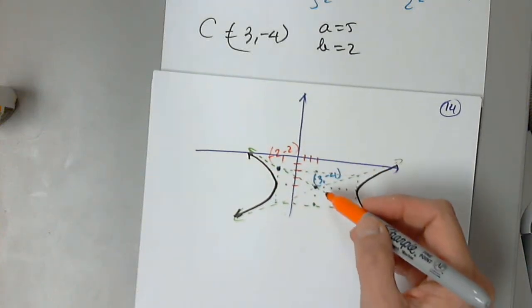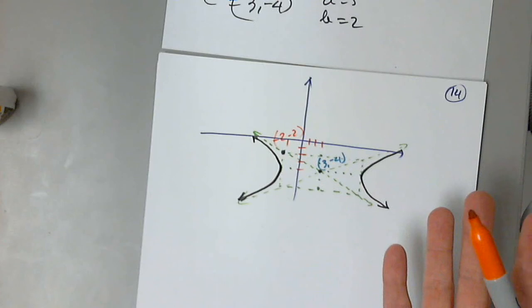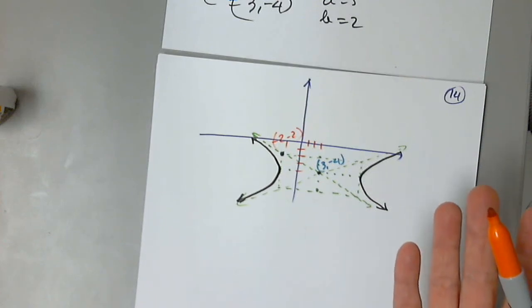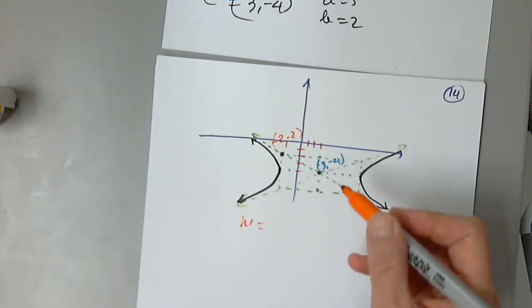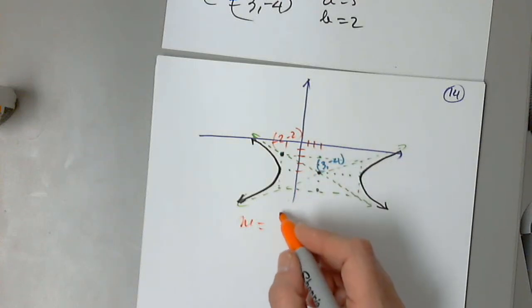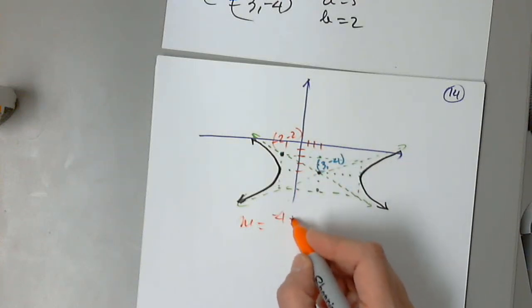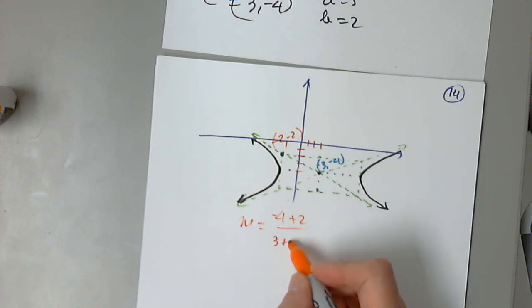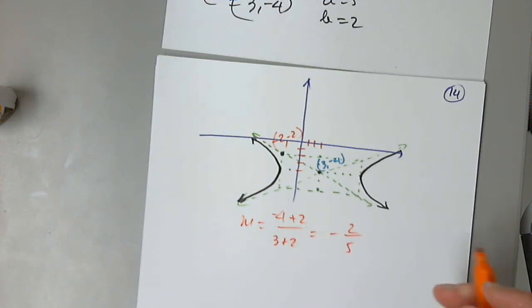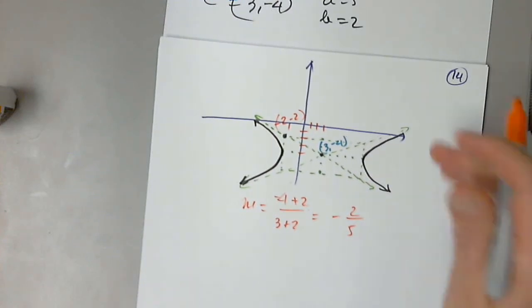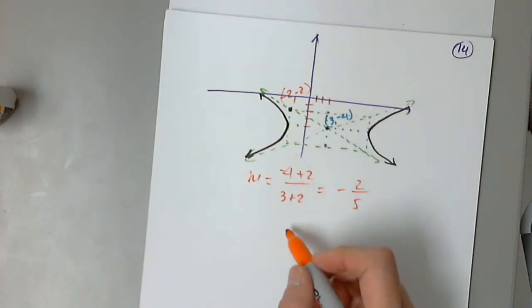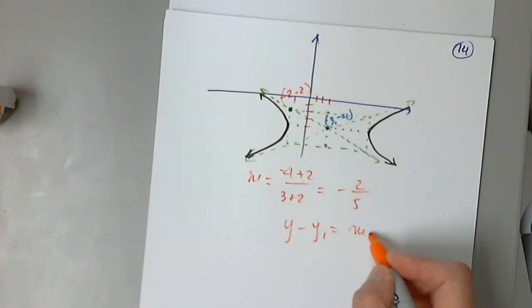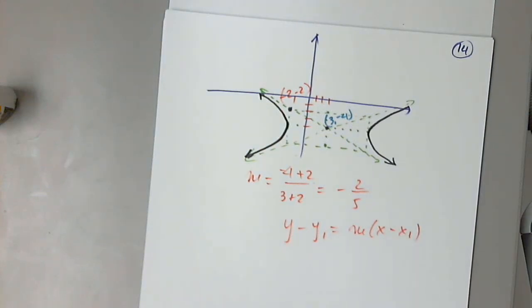I have 2 points, and I can determine the equation of the line. So the slope will be negative 4 minus minus 2, negative 4 plus 2, over 3 minus minus 2. So 3 plus 2. So it's negative 2 over 5. And now I have y minus y1 equals the slope times x minus x1.